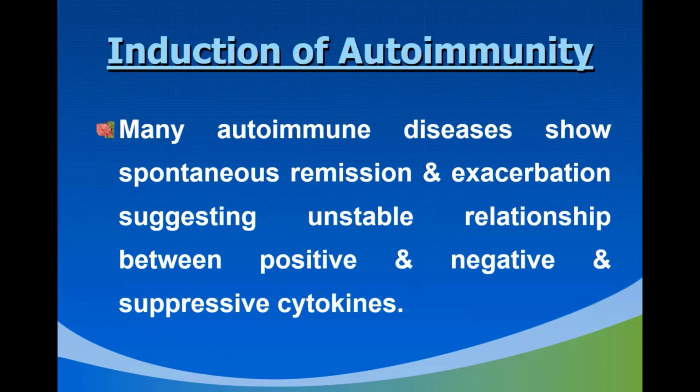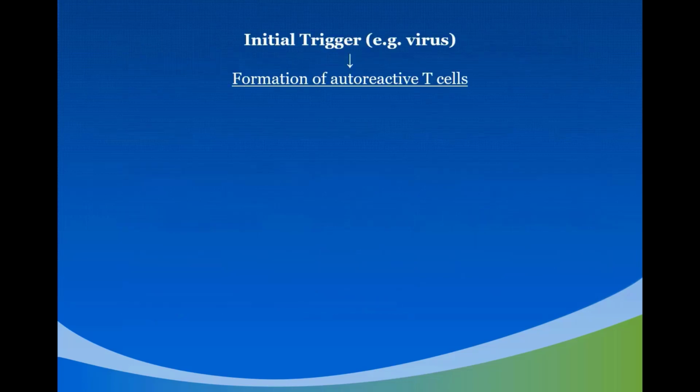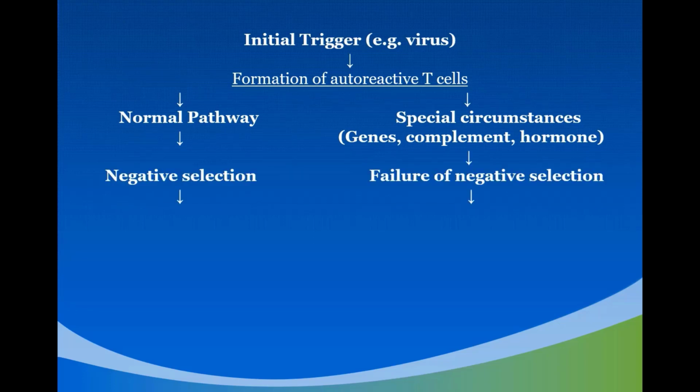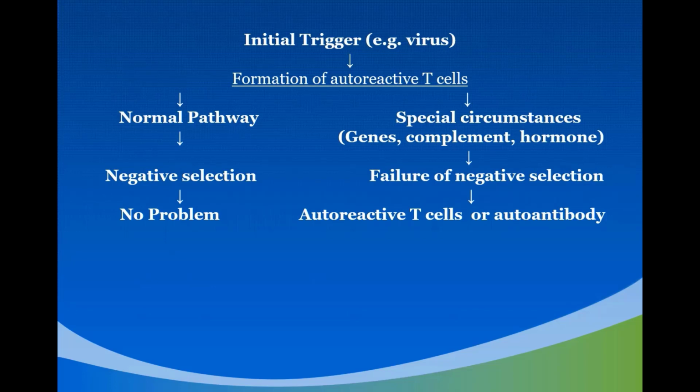Many autoimmune diseases show spontaneous remission and exacerbation, suggesting an unstable relationship between positive and negative or suppressive cytokines. Initial triggering: formation of autoreactive cells. T cells, normal pathway; special circumstances: genes, complement, hormones. Negative selection, no problem; failure of negative selection, autoreactive T cells or autoantibodies, tissue damage, autoimmunity, autoimmune disease, autoimmune patient.